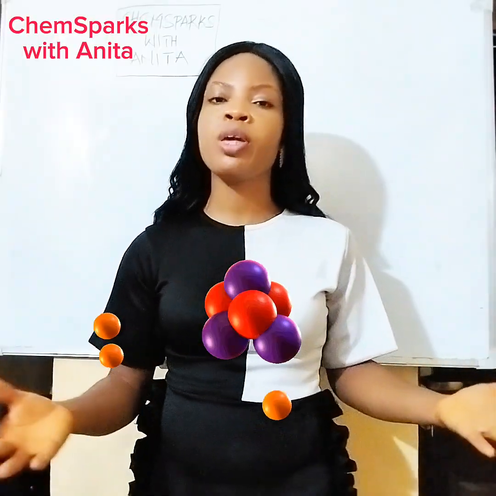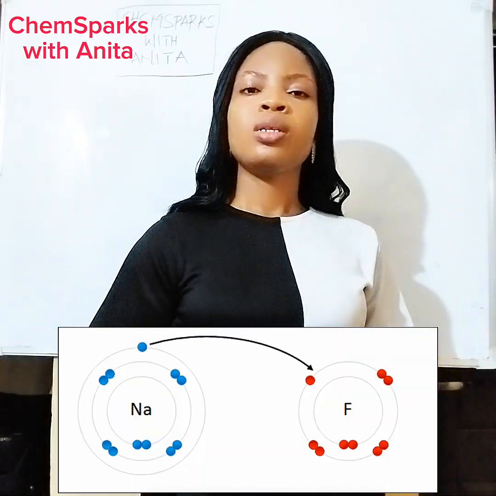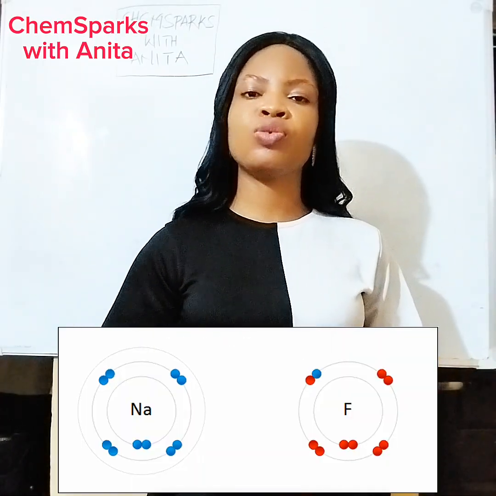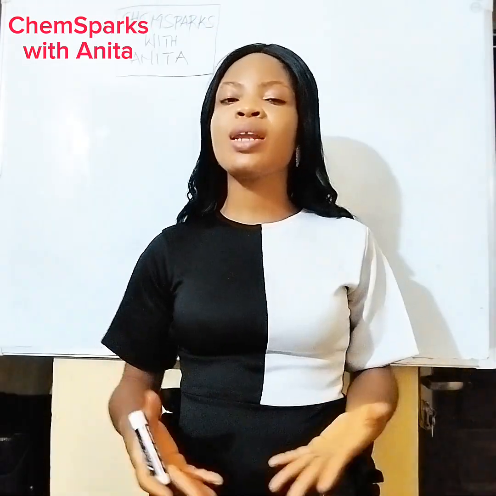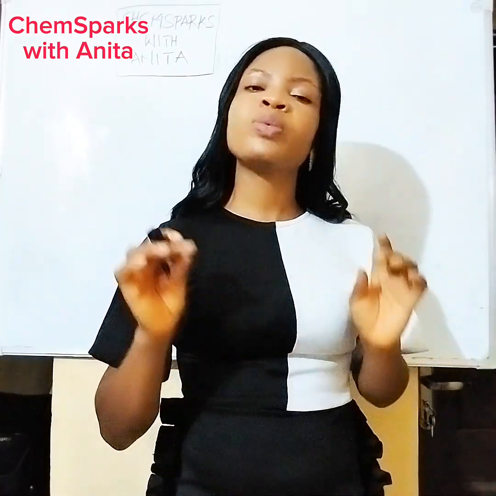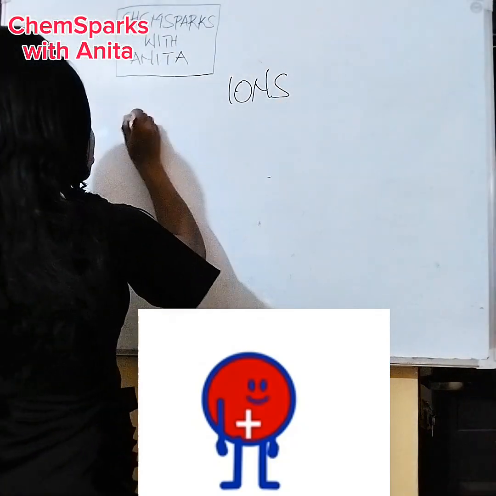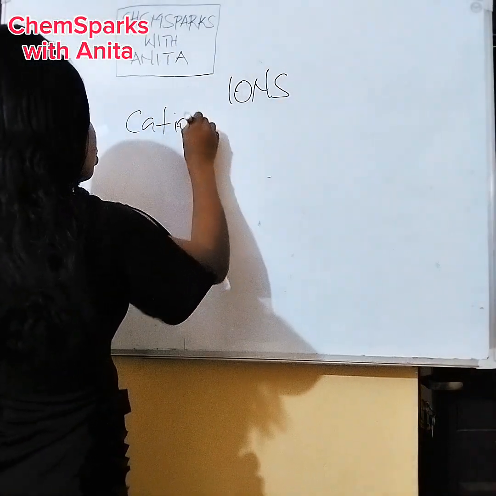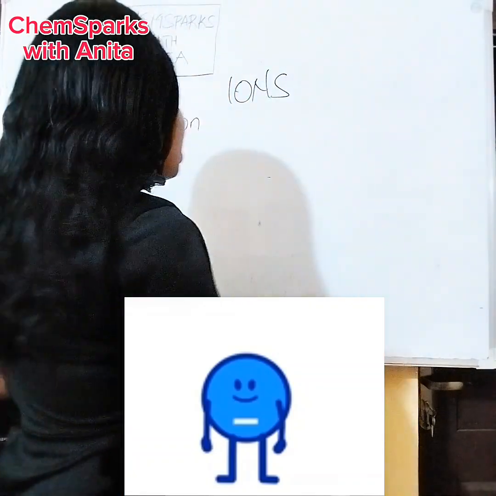Sometimes an atom or a molecule can lose or gain electron or electrons. When they lose or gain electrons, they become ions. Okay? When an atom or a molecule is losing an electron, it becomes the type of ion we call a cation. While when it's gaining an electron, it becomes the type of ion called an anion.